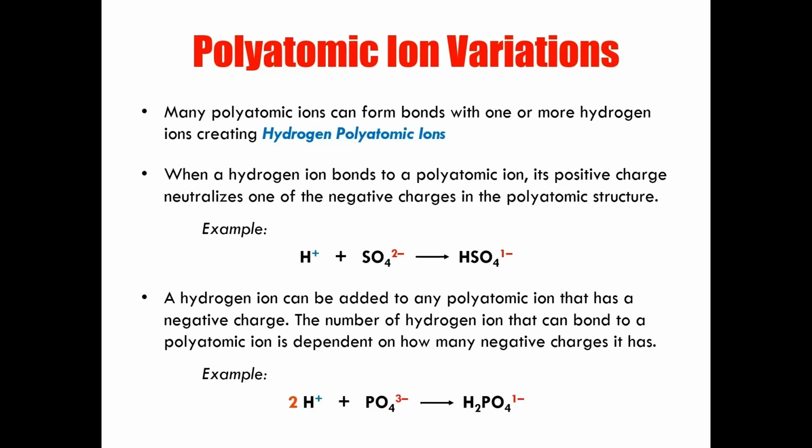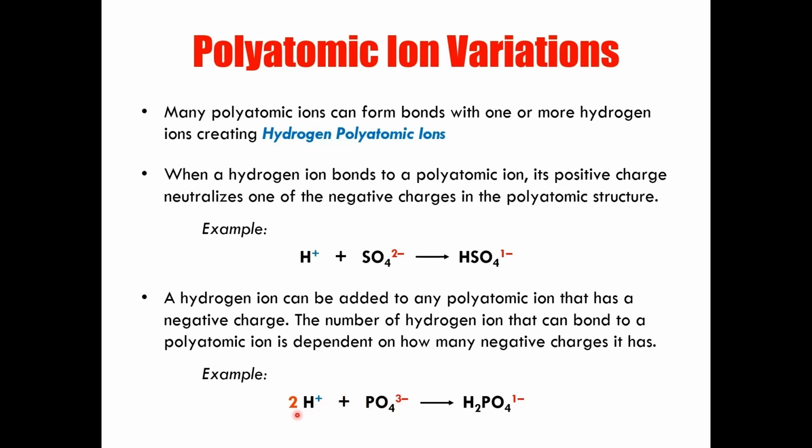For my second example, I have hydrogen ions being added to a phosphate ion. You can see that the phosphate ion has a 3 negative charge. Now that means that you can add as many as 3 positive hydrogen ions to this phosphate ion to get rid of those negative charges.